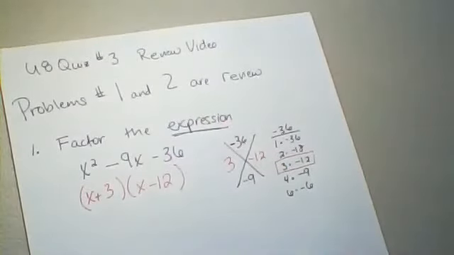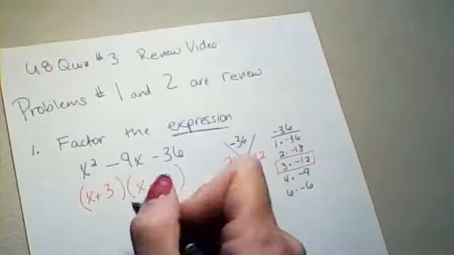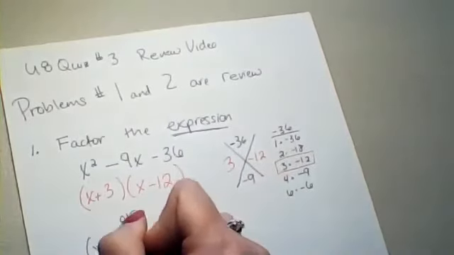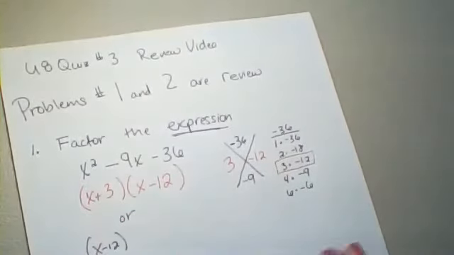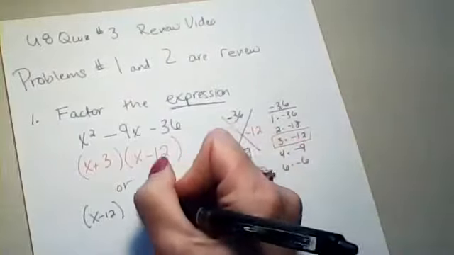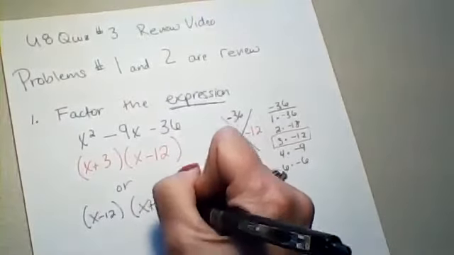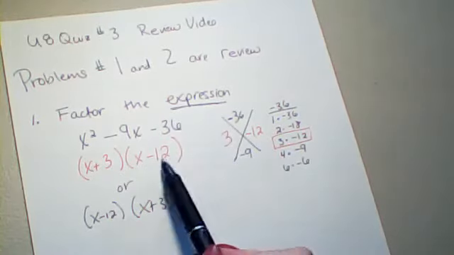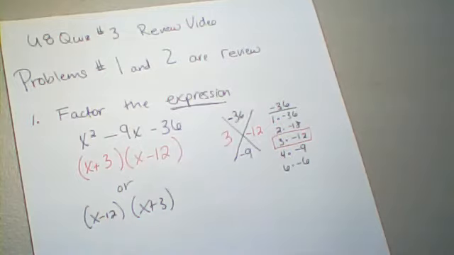All right. So if you get that answer and then you go look to find which answer you want on the quiz, the answer in the multiple choice might be x minus 12 times x plus 3. Remember, these two binomials can be in a different order, so that's okay. So either one of those answers would be correct.